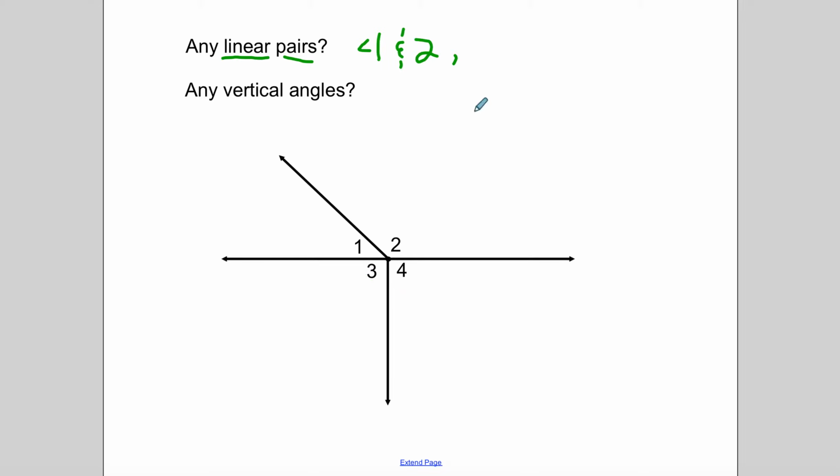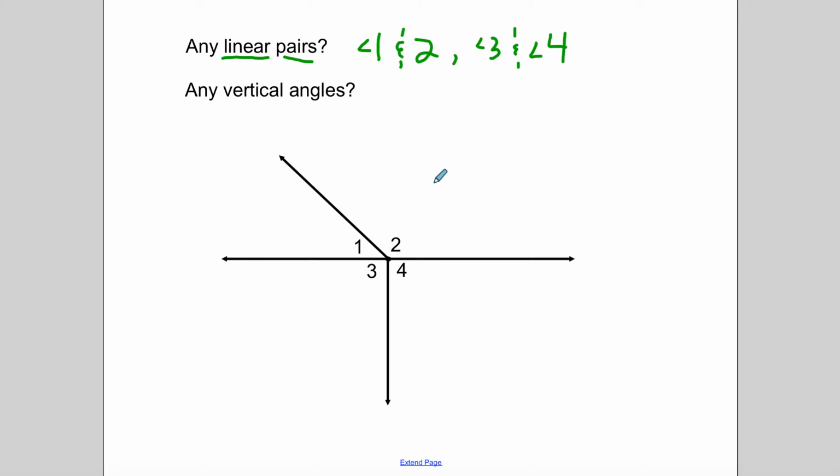So we have a perfect example of two adjacent angles that are supplementary, that add to 180. So I'd say angle 3 and angle 4 also forms a linear pair. And then let's look at 1 and 3. No, this angle right here does not look like it's 180. So it looks like 1 and 2 and 3 and 4 are our only linear pairs here. Now, any vertical angles.